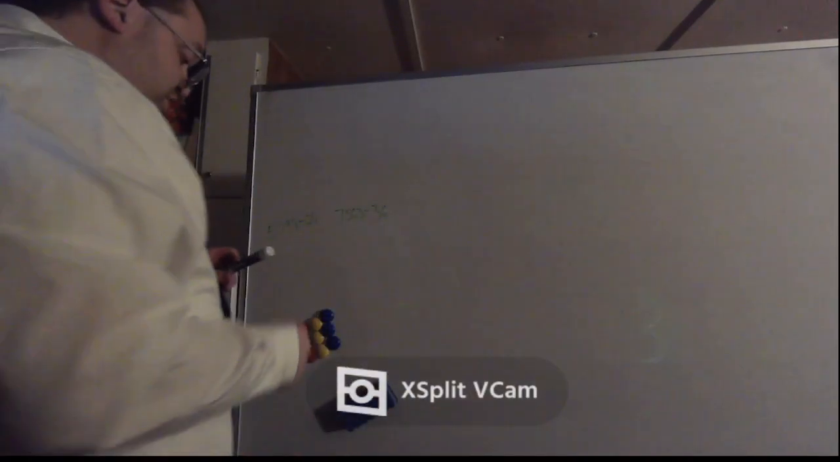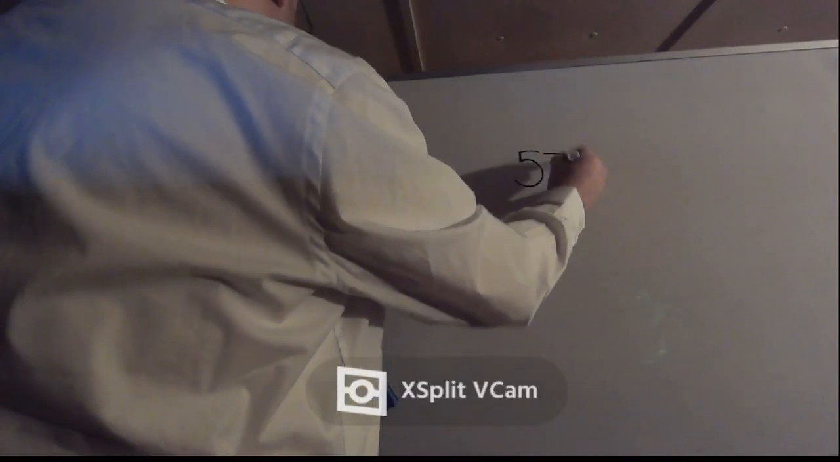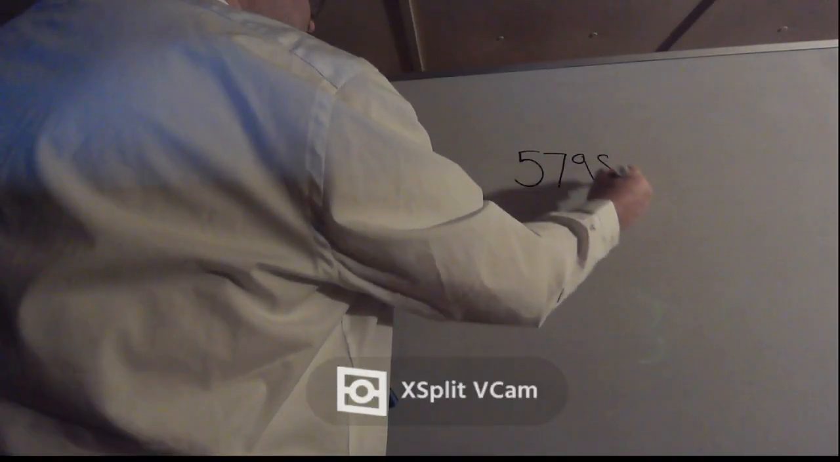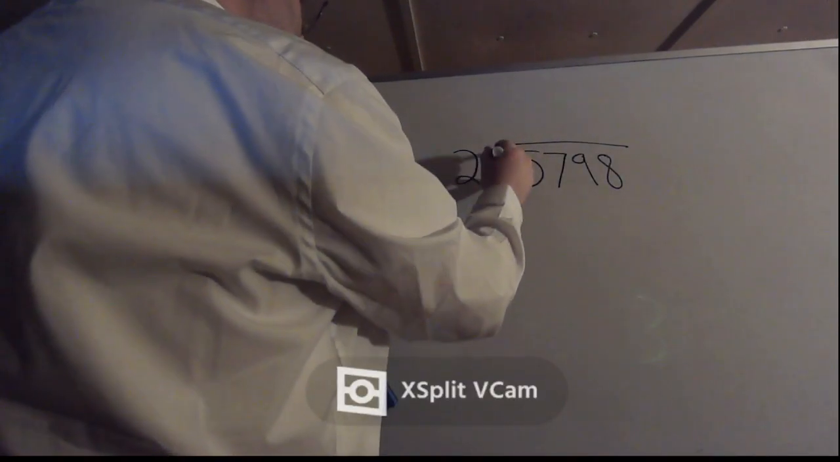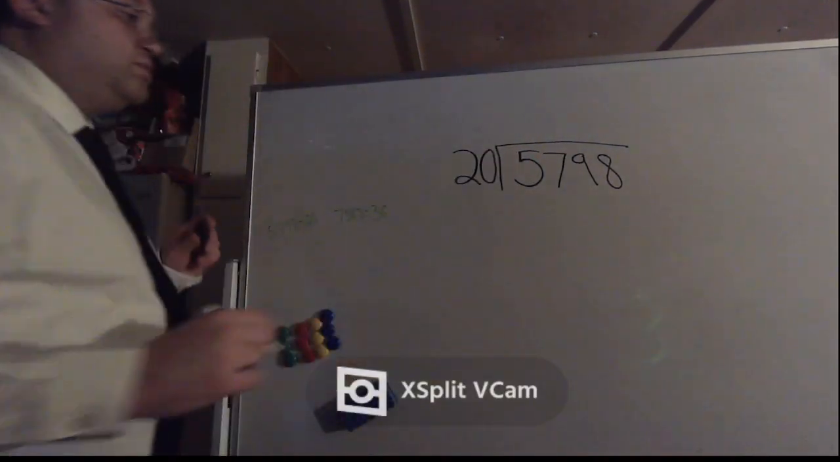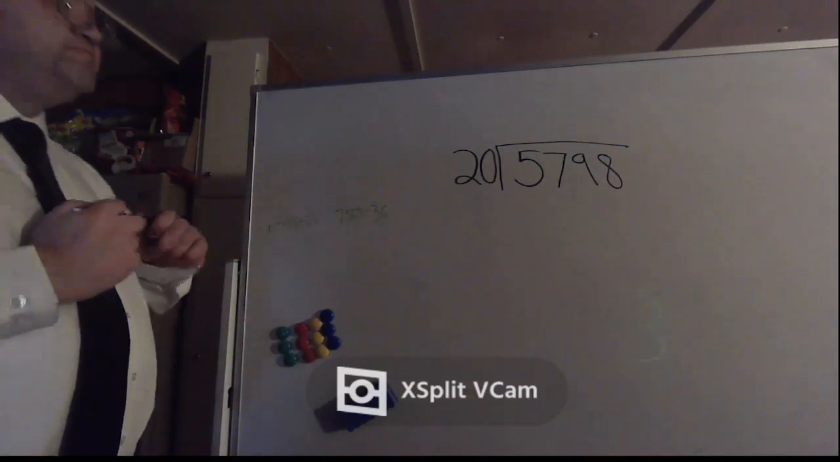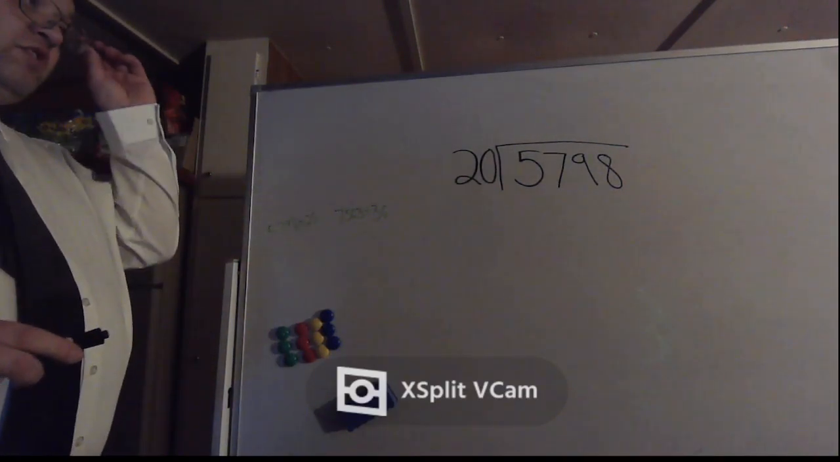Okay, now we've got to do 2-digit numbers. So we've got 5,798 divided by 20. Well, I can tell you right now this isn't going to work evenly, but we've got to give it our best shot.